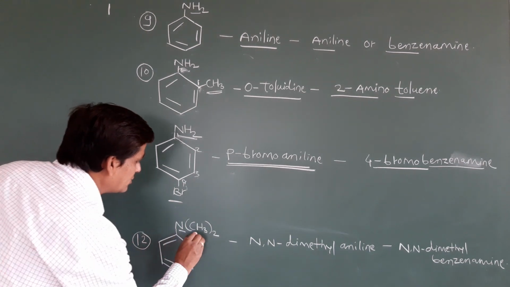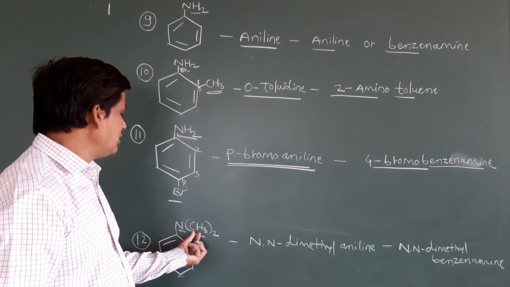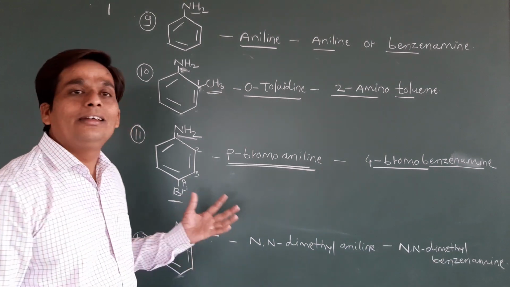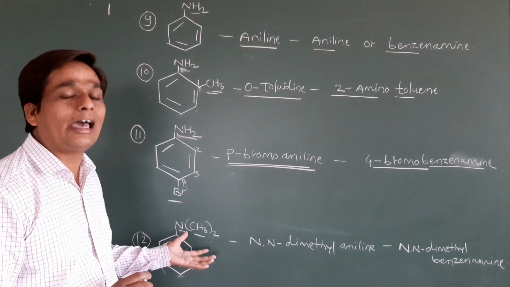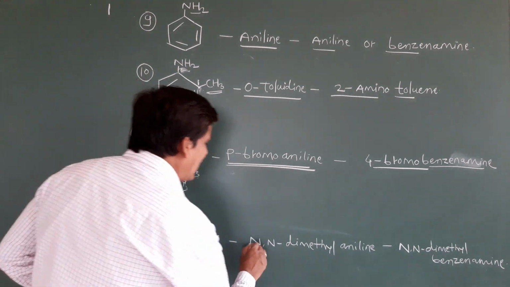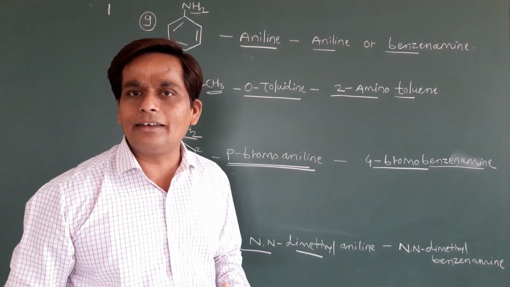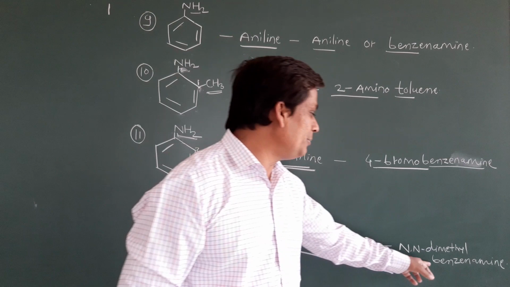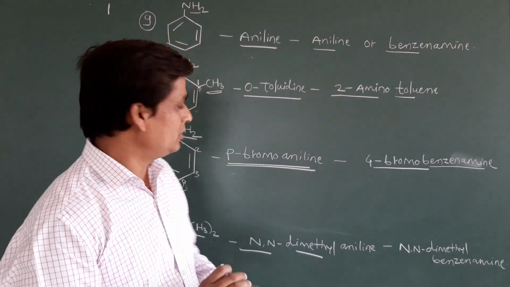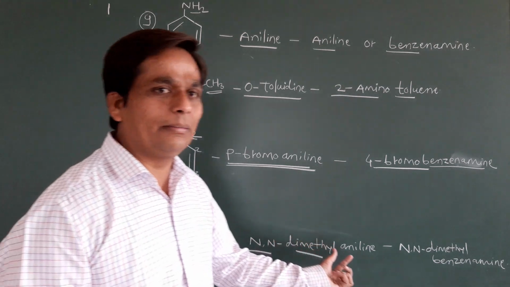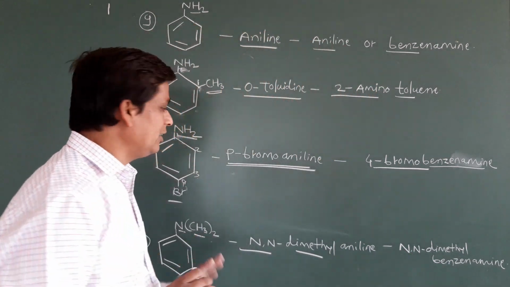Now clear? So see the last example here. A benzene ring is attached with N(CH3)2. So this nitrogen, what is it? Tertiary amine. It is an example of a tertiary aromatic amine. So you can see it is N,N-dimethylaniline. N,N-dimethylaniline. And N,N-dimethylbenzenamine is the IUPAC name. So students, you all have to be clear on this IUPAC name: N,N-dimethylbenzenamine is the IUPAC name of this compound.